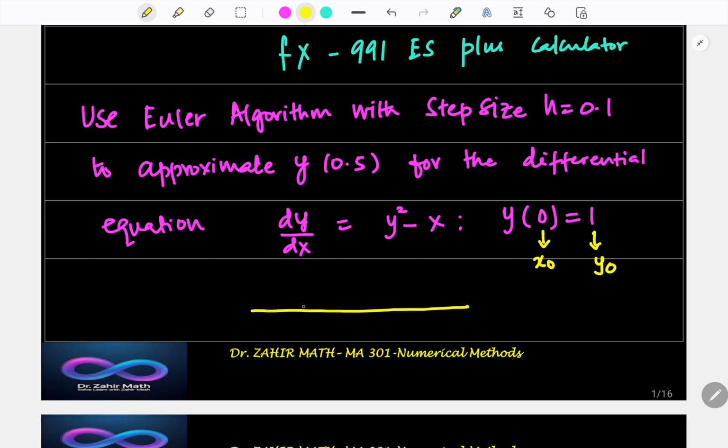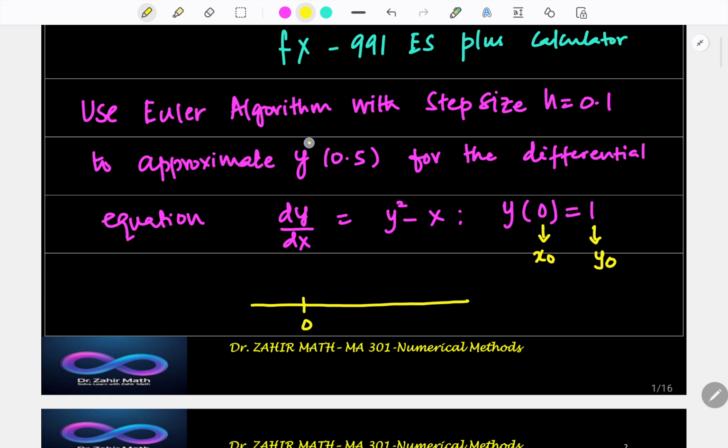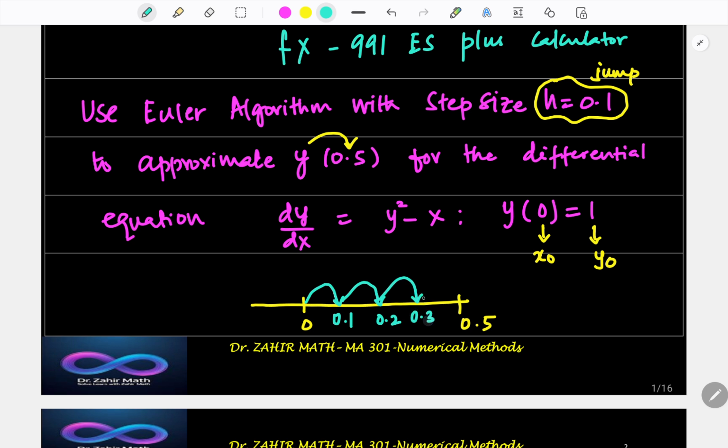In this quick line, you just mark x naught is equal to 0. Now, you are going to calculate y of 0.5. So, you need to reach 0.5 first of all, right? And what is the step size given? Step size means this is the way you are going to jump. Keep in your mind, step size is 0.1. So, it means you are jumping 0.1. That is, you are reaching 0.1 and then reaching 0.2, then reaching 0.3, then 0.4 and then you jump to 0.5.